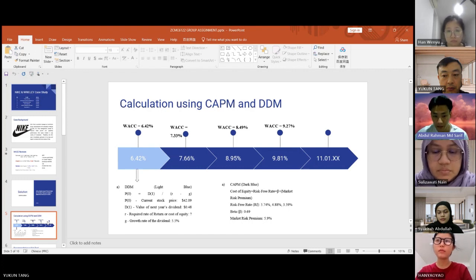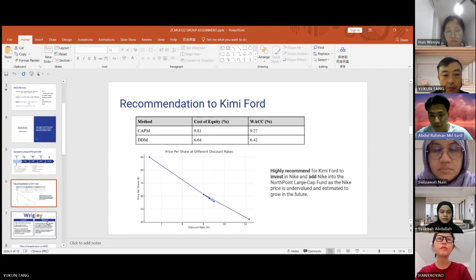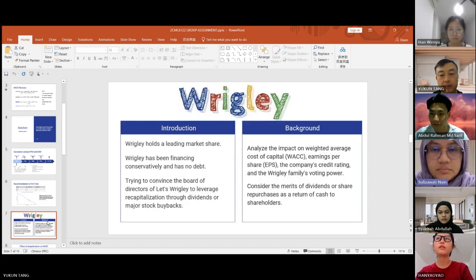All right, next slide, please. The recommendation to Kimi Ford is that by using the CAPM method and DDM method, we calculated that it is highly recommended for Kimi Ford to invest in Nike and add Nike into the North Point large cap fund, as the Nike price is actually undervalued and estimated to grow in the future. All right, I'll pass next to the WRIGLEY case. Thank you.